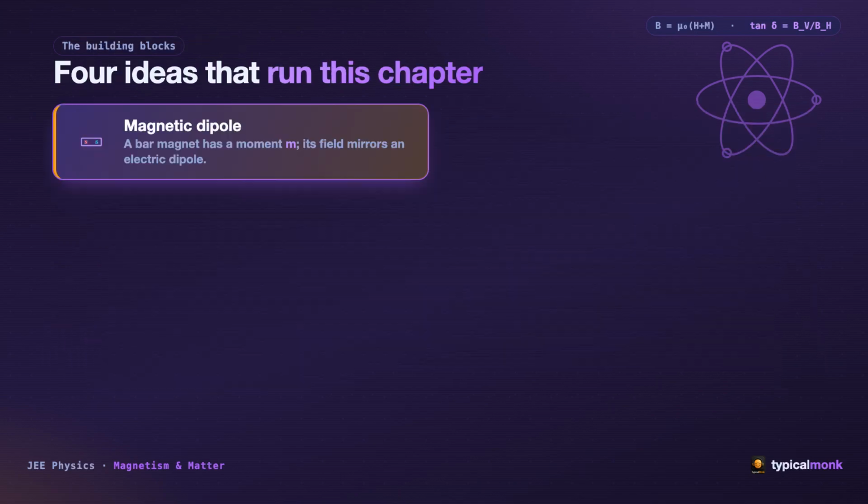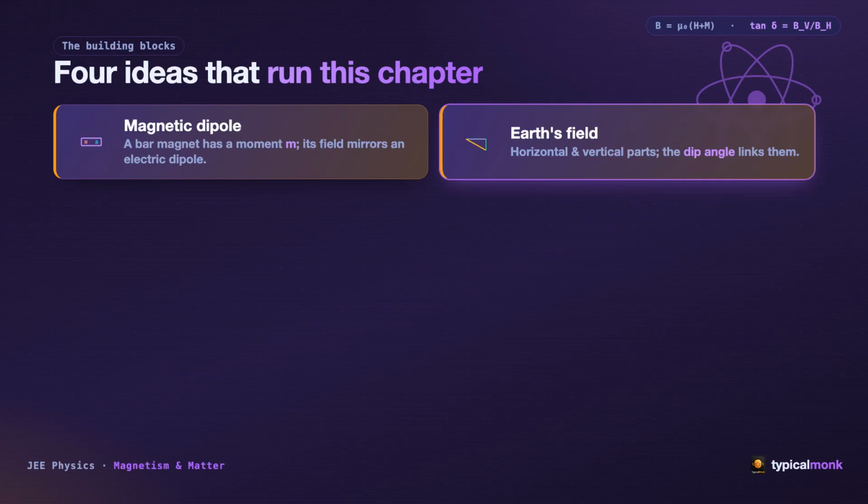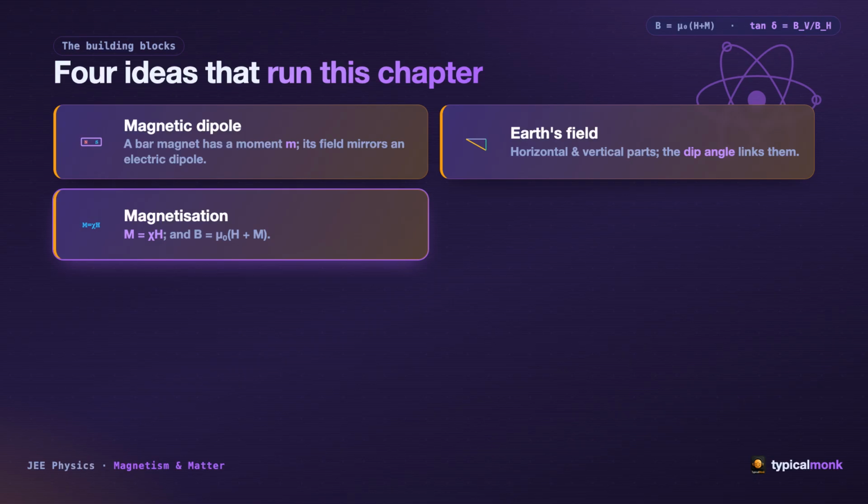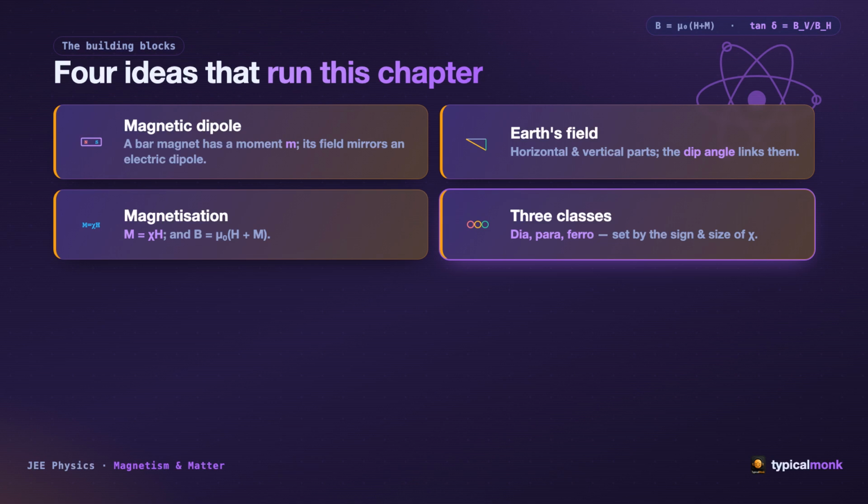These ideas run this entire chapter. Look at them together first. The magnetic dipole. A bar magnet carries a magnetic moment m, and its field is the exact mirror of an electric dipole's. Earth's field. It has a horizontal component and a vertical component, and the dip angle is what links the two. Magnetisation. M equals χH, the induced moment per unit volume, and the total field is B equals mu naught times bracket H plus M. The 3 classes, diamagnetic, paramagnetic, and ferromagnetic, set apart by the sign and the size of the susceptibility χ.